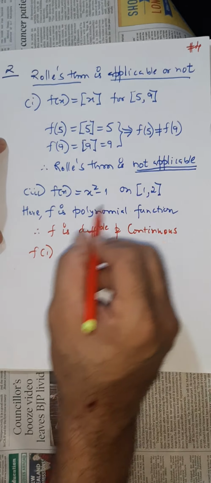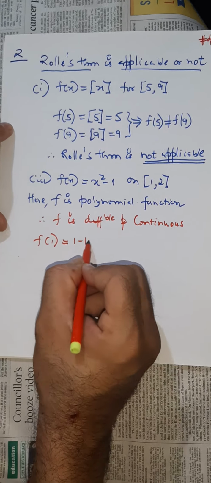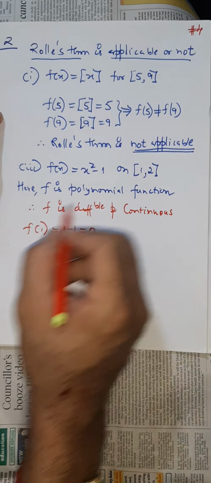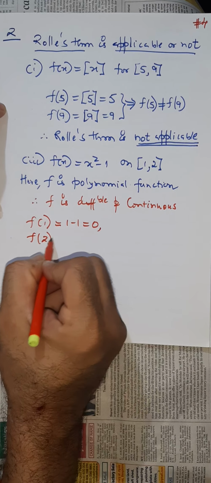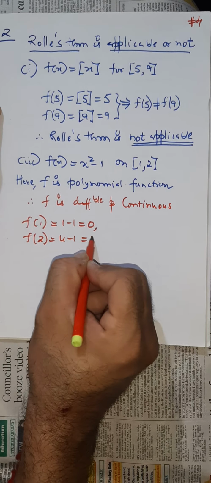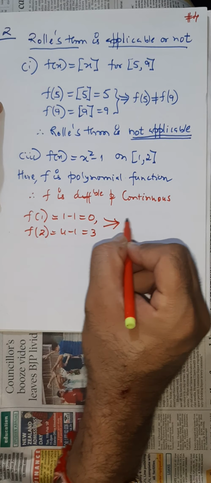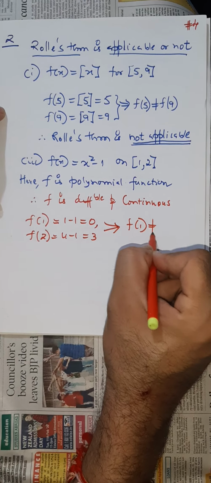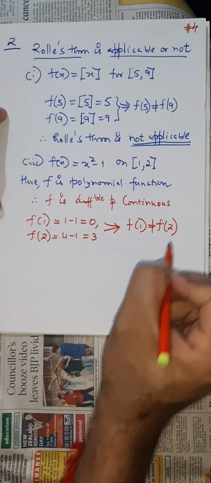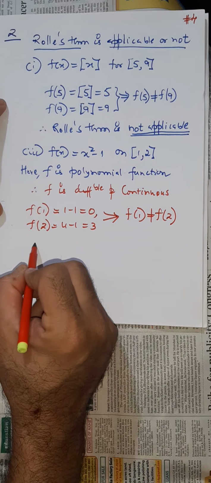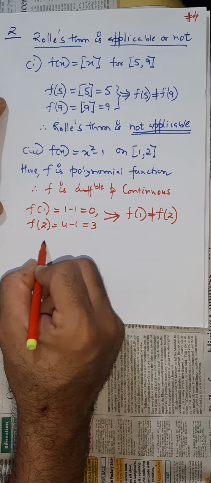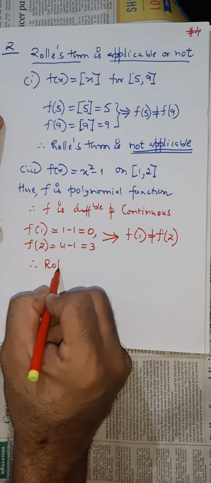Find f of a, that is f of 1. 1 minus 1, 0. Go to 2. f of 2, 4 minus 1, 3. Are they equal? No. So f of 1 is not equal to f of 2. And therefore what is the conclusion? Again, Rolle's theorem is not applicable.